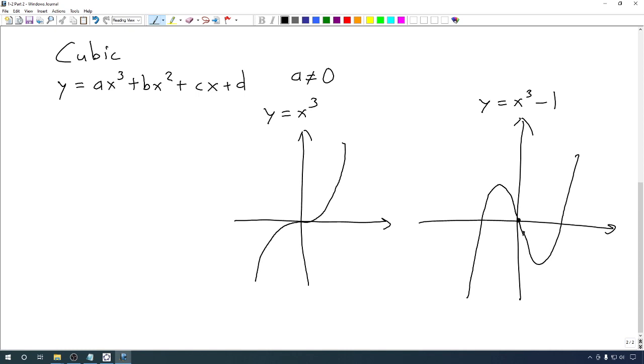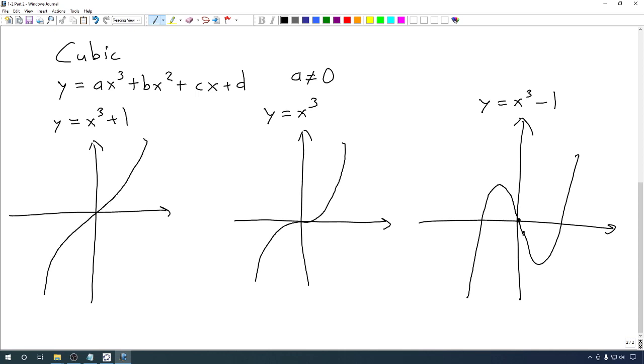On the other hand, we have something like y equals x cubed plus 1. This one looks a little more similar to the y equals x cubed, but instead of flattening off at the origin, it just keeps going up. This one actually really does become completely horizontal at the origin before continuing on. This one does not flatten out quite as much.